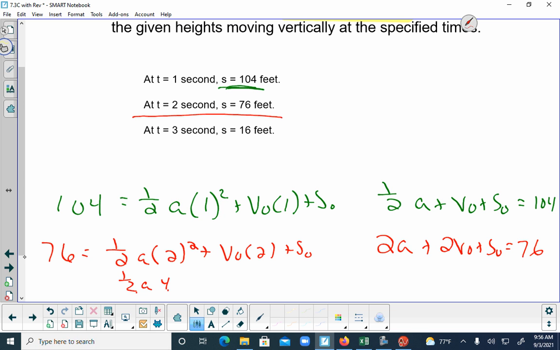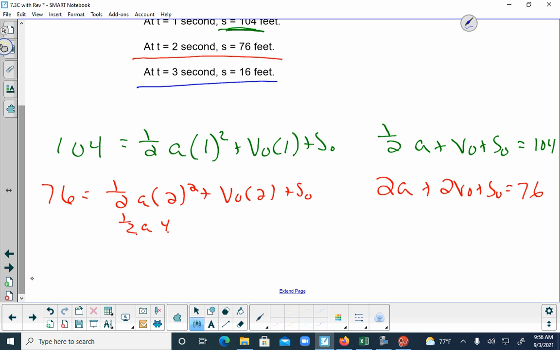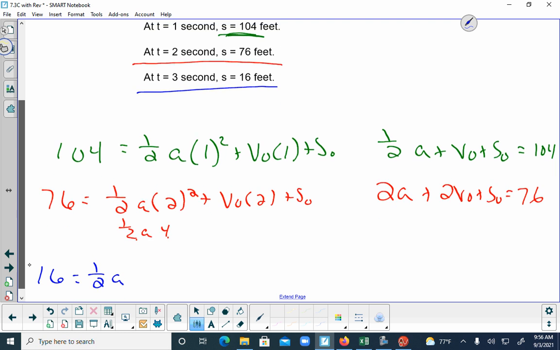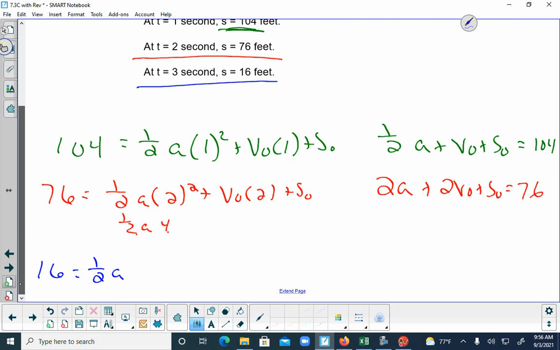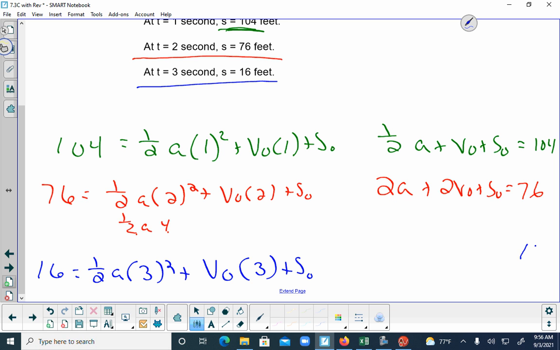And then the next one, Caitlin, 16 equals half A... and when you clean it up, 16 equals 2A. 2A plus what's 3 squared? 6. Oh, my bad. 9.